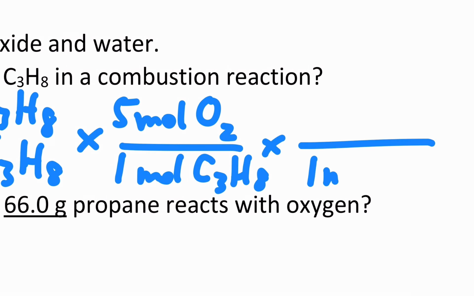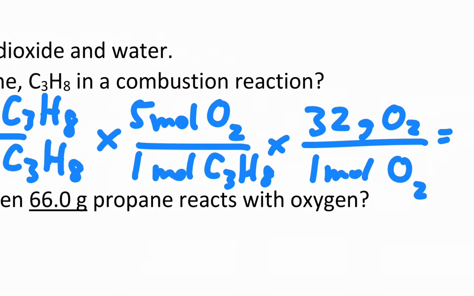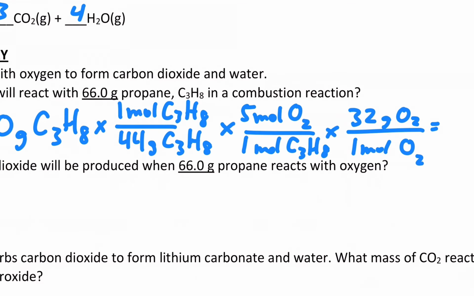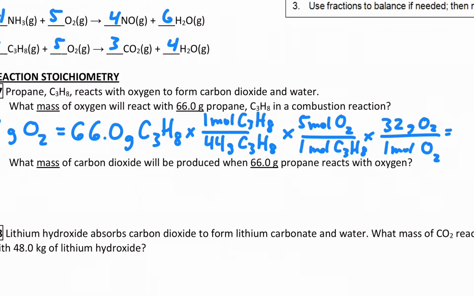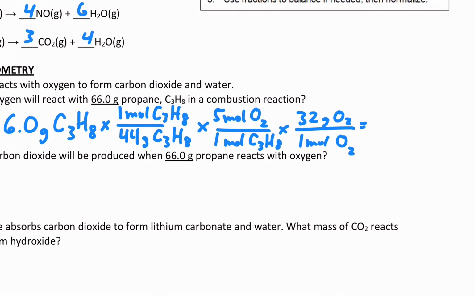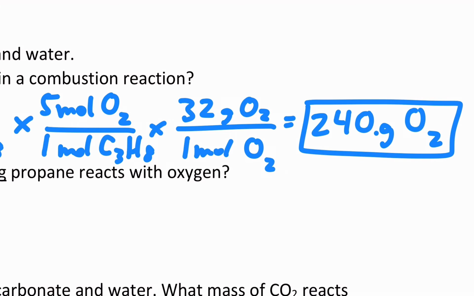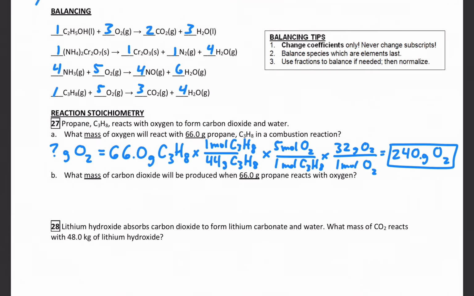We're almost done. For every 1 mole of O2, there are 32 grams of O2, and then I can multiply this out. Let's see, 66 times 1 over 44 times 5 times 32, you get 240 grams of O2. Looks like they had 3 sig figs, so I'll just put a decimal point, and that makes that 0 significant. So that's the only new thing.